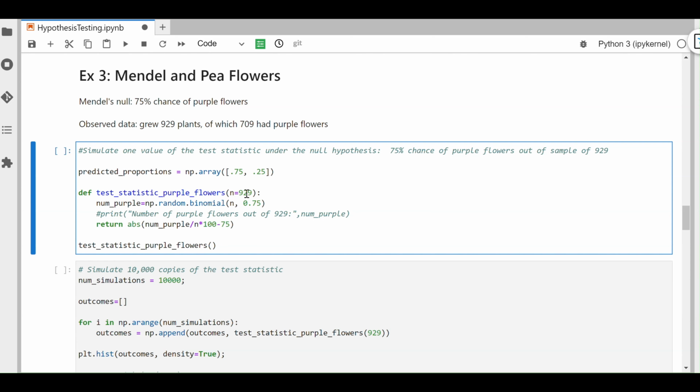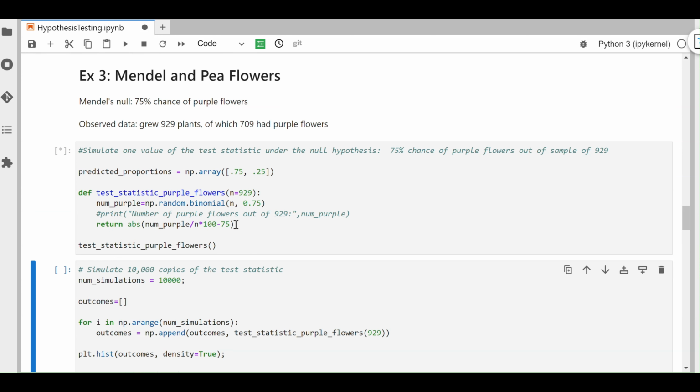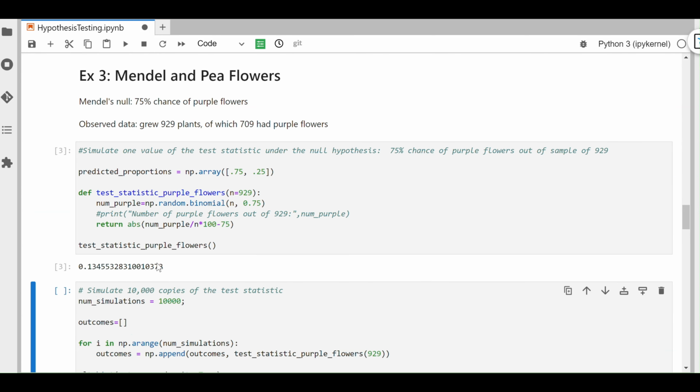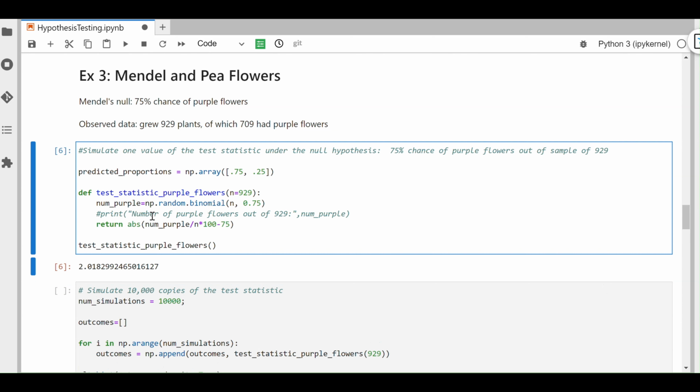Now I'm not just going to use the number of purple flowers out of 929, because my alternative was looking for any difference, high or low. So if you recall, we just chose to use the test statistic where I'm taking the absolute value between the observed percentage of purple flowers here and the expected percentage. So if I run this, let's just do a couple random draws of this. This is now, my answer is in percent, so 0.88% difference, 0.13% difference, 1.31% difference. And now you can see some possible percent differences from 75 that I could get.